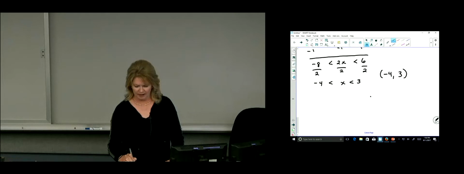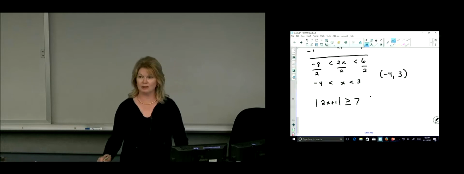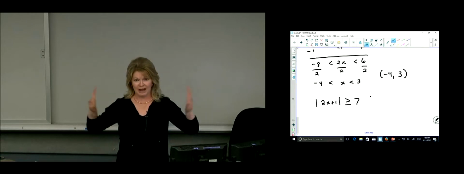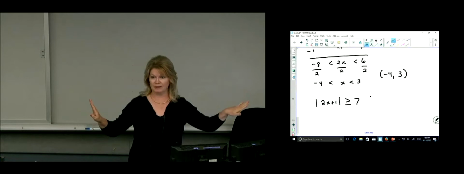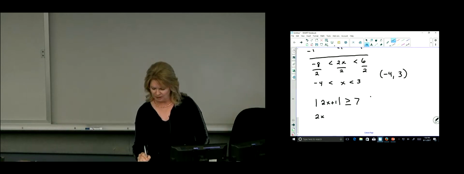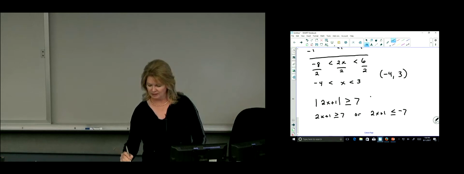Right. Suppose we had the same problem, but I just changed the inequality, like 2x plus 1. I'm going to take the absolute value of that, but I'm going to change that to greater than or equal to the 7. Now remember, greater than means I'm pushing out, right? So I'm going to have the left-hand side or the right-hand side. So to work this, I'm going to have 2x plus 1 is greater than or equal to positive 7, or 2x plus 1 is less than or equal to negative 7.